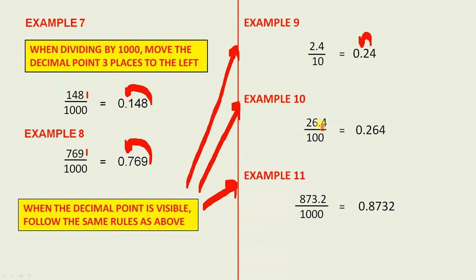26.4 divided by 100, there's the visible decimal point. We're dividing by 100. Since we're dividing by 100, we move it two places to the left, from there to there. And that's why the answer is 0.264. And for 873.2 divided by 1,000, we move the decimal point from here three places to the left because we're dividing by 1,000, and that's why the answer is 0.8732. So just remember those little rules there, those simple rules, and you should have no problems with those examples.